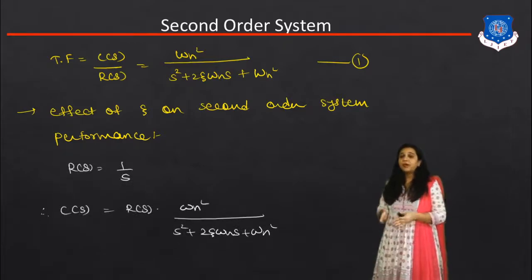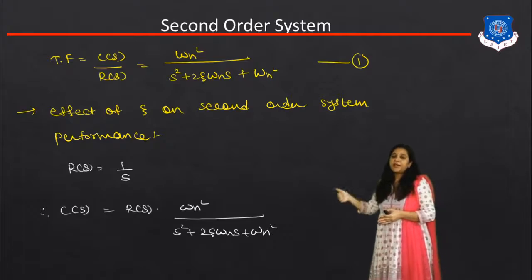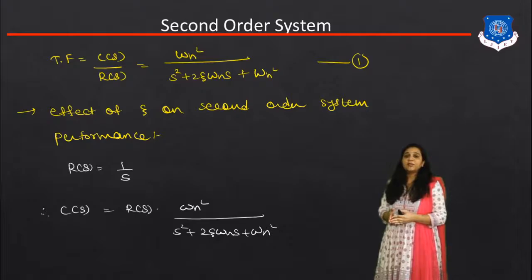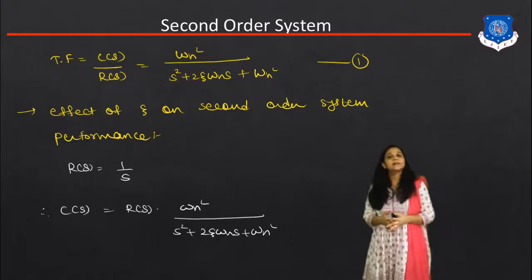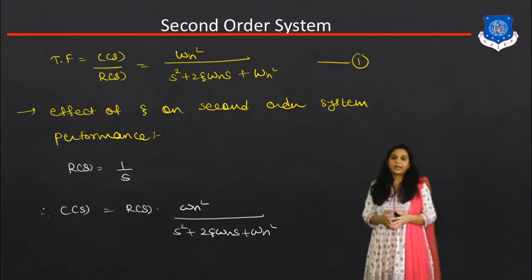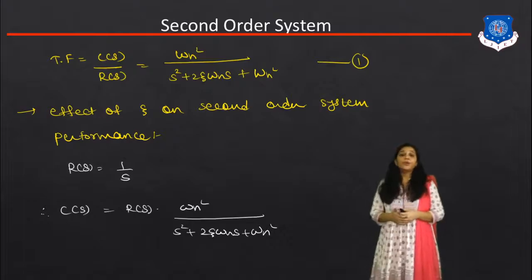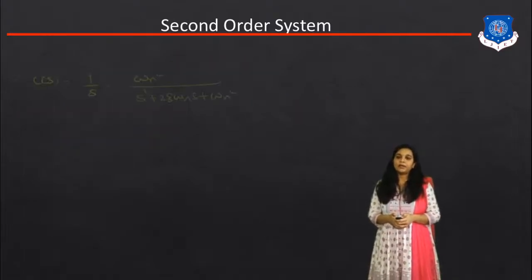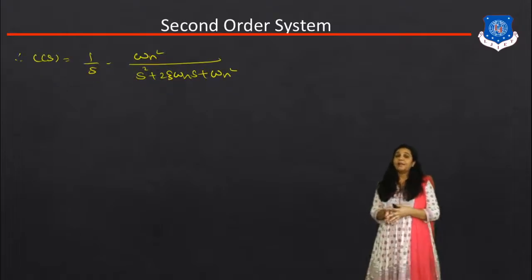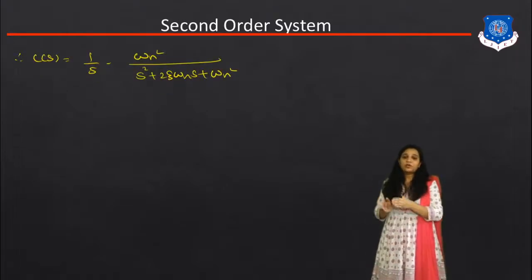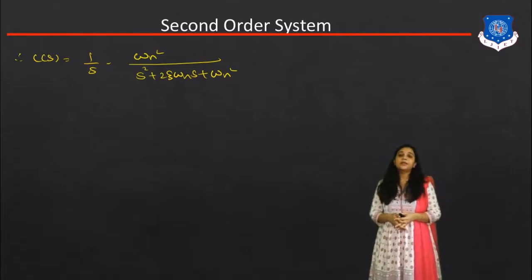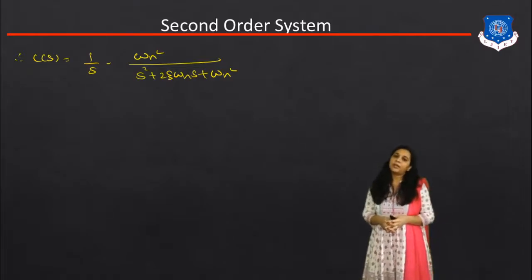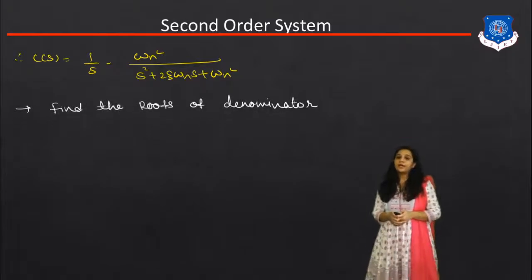So we can apply the unit step input for this particular closed loop system. The equation will become C(s) equal to R(s) into omega n square upon s square plus 2 zeta omega n s plus omega n square. Now we have to find the value of C(s). So C(s) is equal to 1 by s into omega n square upon s square plus 2 zeta omega n s plus omega n square.